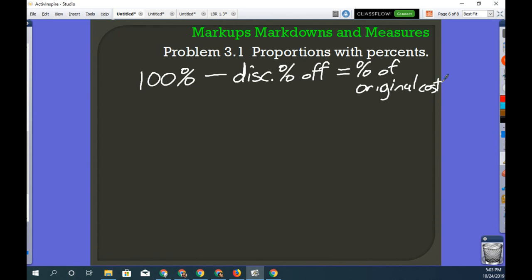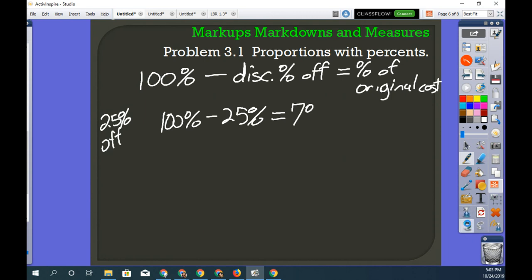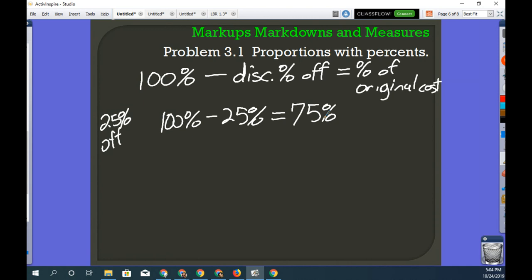And then we had an example. If I get a shirt for 25% off, what I would do is I would take 100% minus 25%. That would give me 75%. And I know I would be paying 75% of the original cost for this shirt. And then I would use that information to calculate the price of the shirt.